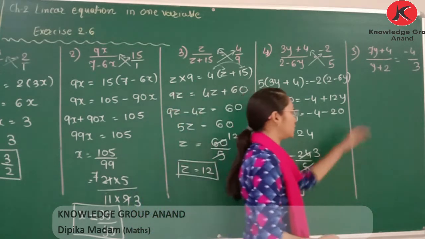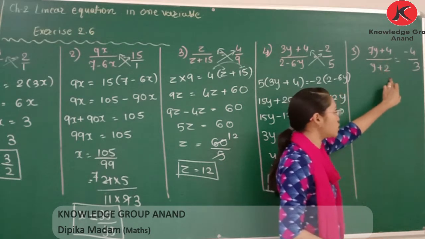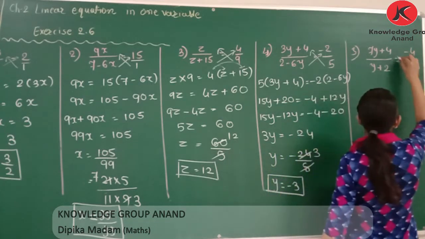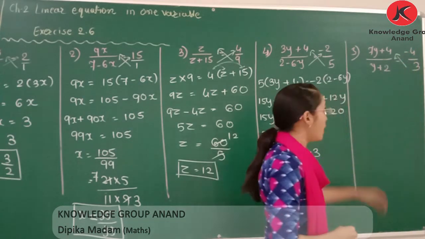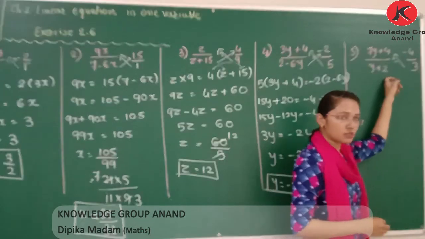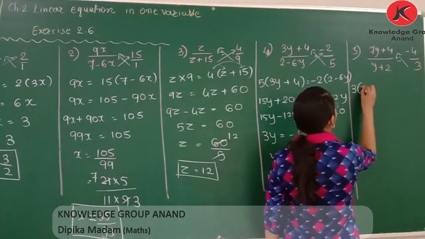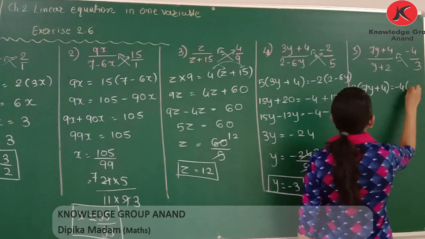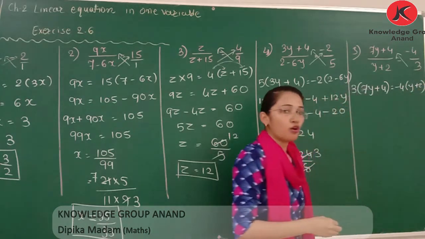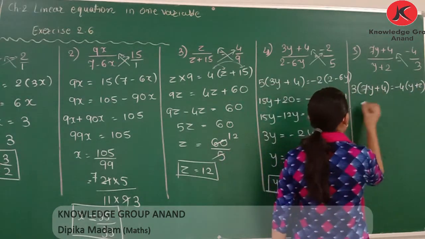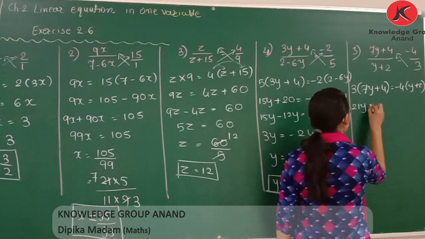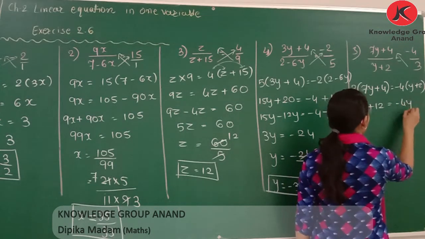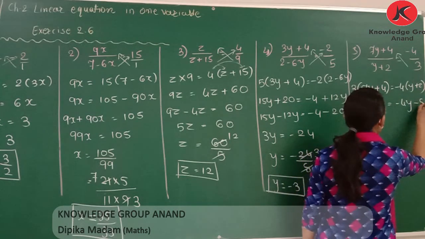Fifth example, (7y plus 4) divided by (y plus 2) is equal to minus 4 by 3. Again cross multiplication, 3 is multiplied with 7y plus 4 and minus 4 is multiplied with y plus 2. Open the bracket, 3 is multiplied with 7y that is 21y and 3 is multiplied with 4, 12. Minus 4 is multiplied with y is minus 4y and minus 4 multiplied with 2 is minus 8.